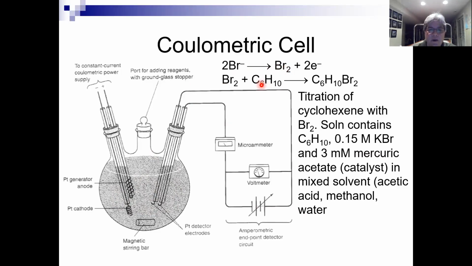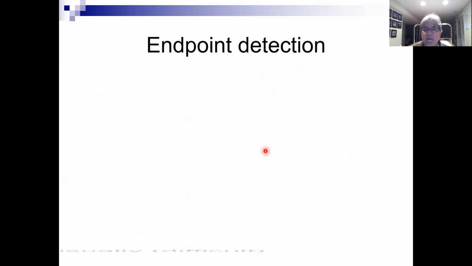All right, now the question is, well, how do I know when I'm done? Okay, so here, these 2 electrodes, this is where we're generating the Br-, and then that's going to make the Br2 react with the cyclohexene. So how do I know when I'm finished though? I can't see the reaction. Well, there's a few ways.